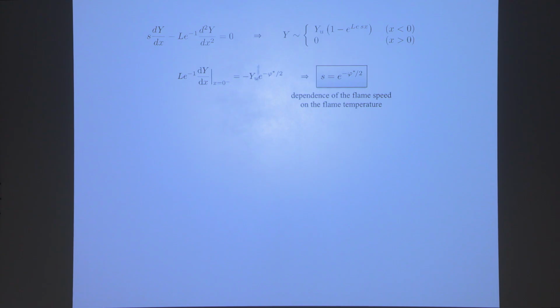So we first solve for the species equation. It's easy to solve in the unburned gas. It's an exponential like this, and then in the burned gas it is 0. And we can compute the mass flux that was in that jump relation, right?